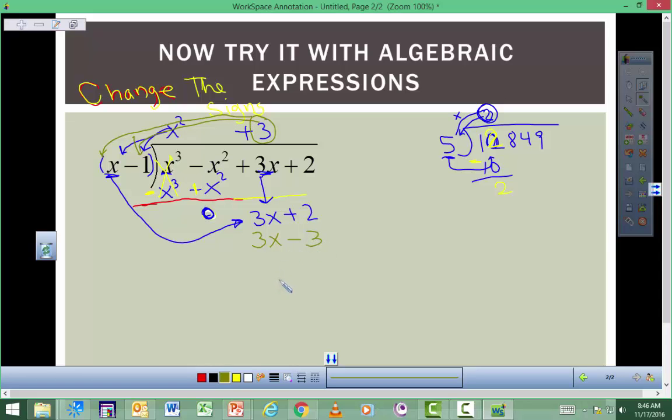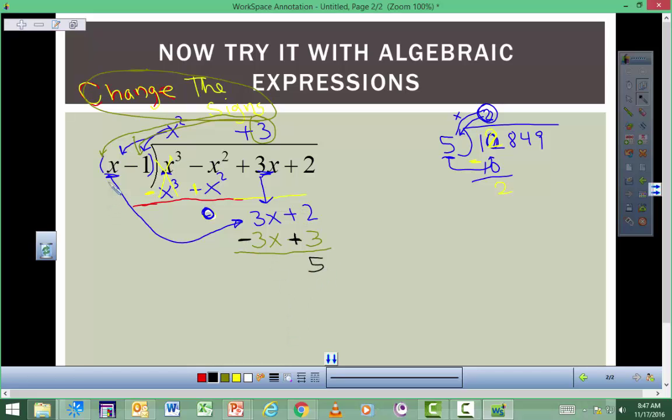Now, watch a step. Now again, if you just watch the algorithm, you're going to get it. Draw your line across, and then change the signs. So I'm going to change this one to a negative, change that one to a positive, and so these subtract off, and so I'm left with a 5.